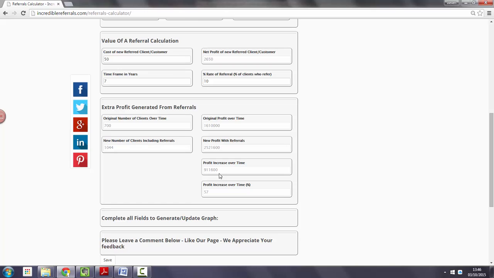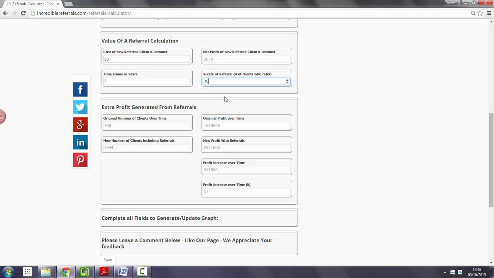So that's the extra profit you can achieve on a 10% referral rate over a 7-year period. So the actual profit increase over time, over the lifetime value of a client, is 57%. That's 57% profit increase over time just on a referral rate of 10%, which I would have thought is extremely low.